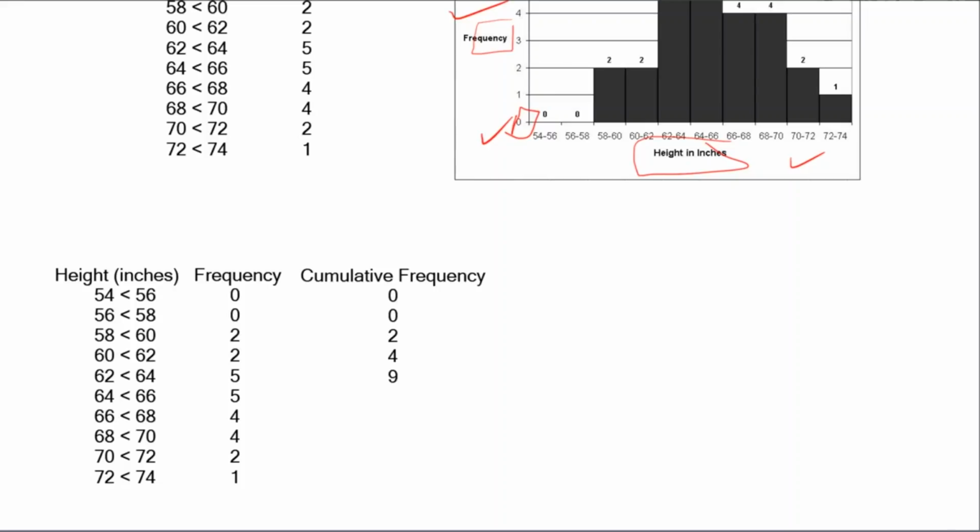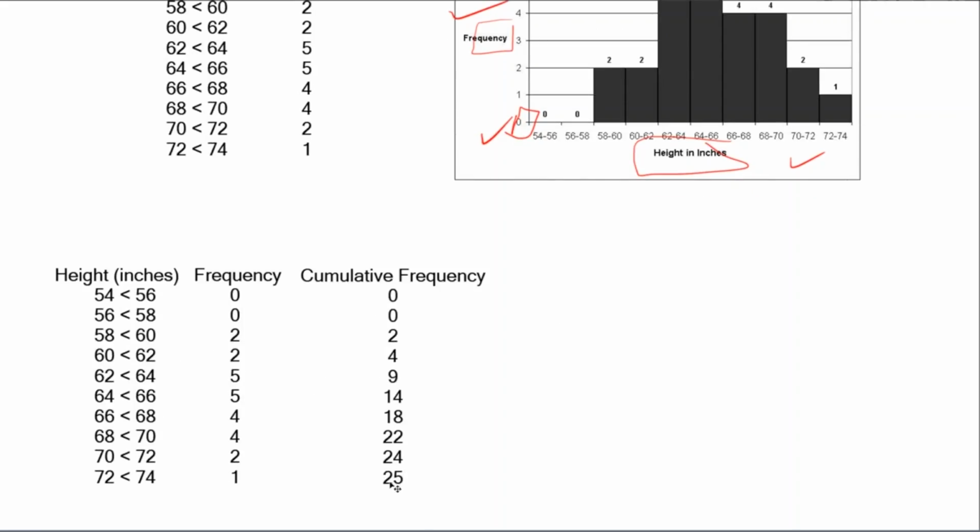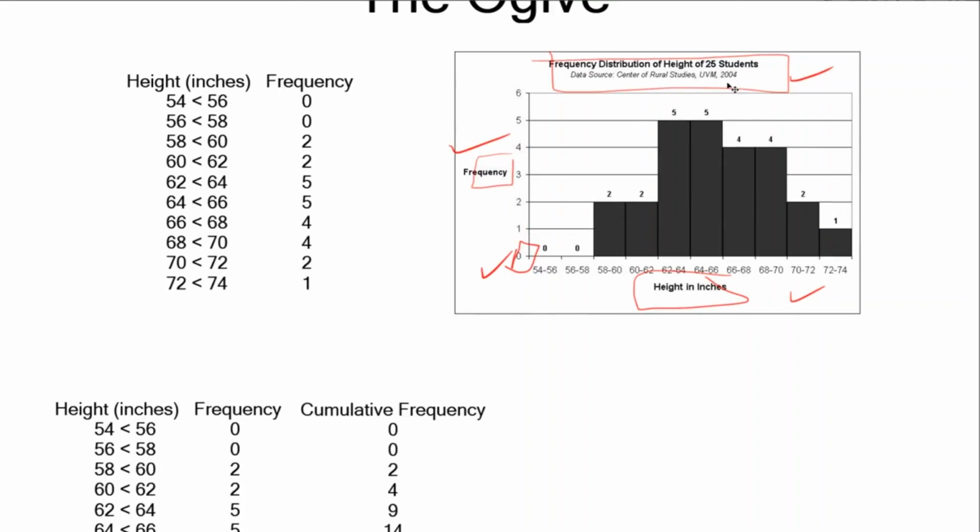Next would be 9. And then 14, and then 18, 22, 24, 25. Well, this is our cumulative frequency. What do we know about this information? You notice that the total frequency, 25, is equal to the number of students.